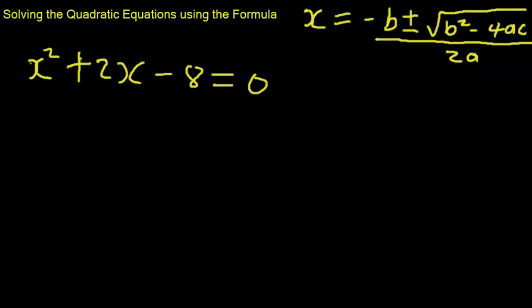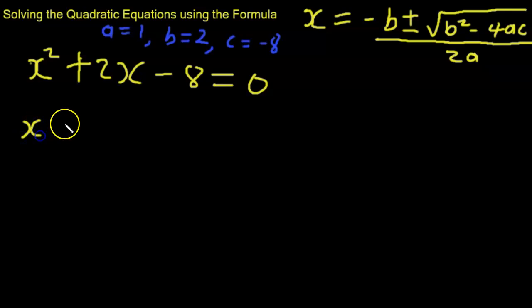Very important, we need to identify the values of a, b, and c. So remember, a is the coefficient of the x squared. What number is multiplied to the x squared? 1, right? So x squared is 1x squared, so a is 1, b is 2, and c is minus 8. b is the coefficient of the x, or the number multiplied to the x, and the constant here is minus 8. And these are the values we substitute into the formula.